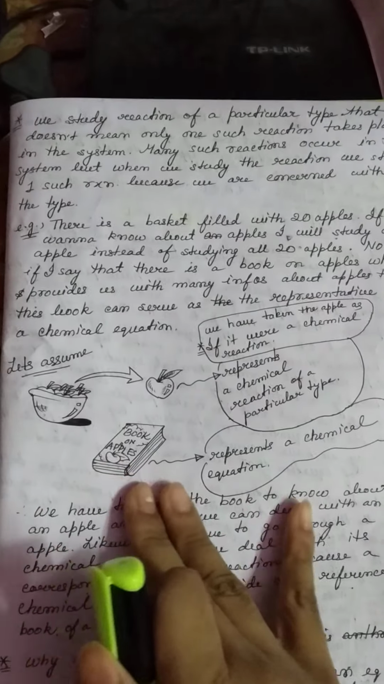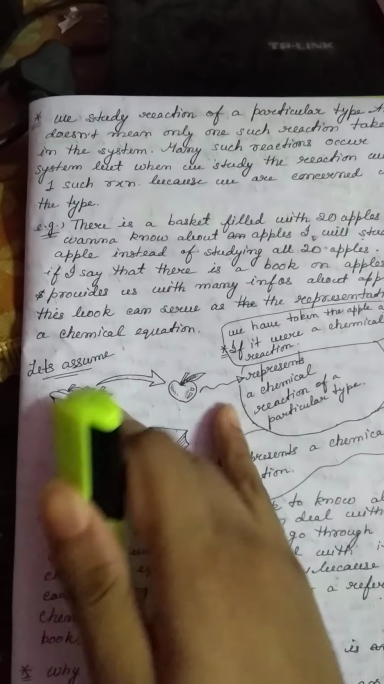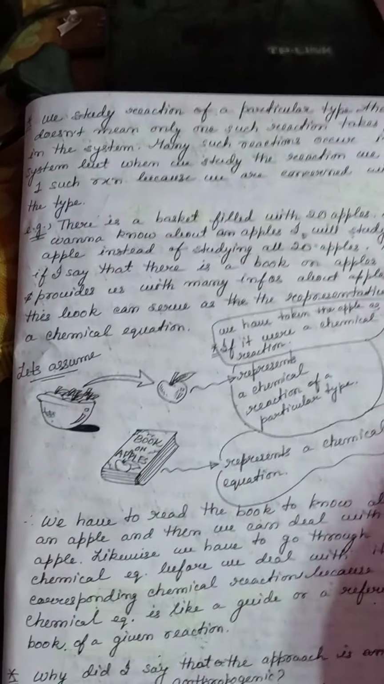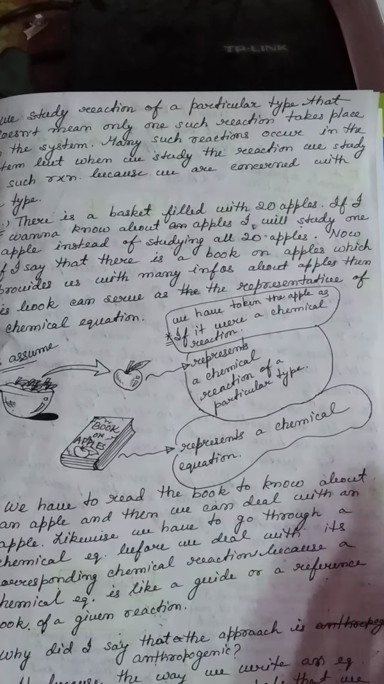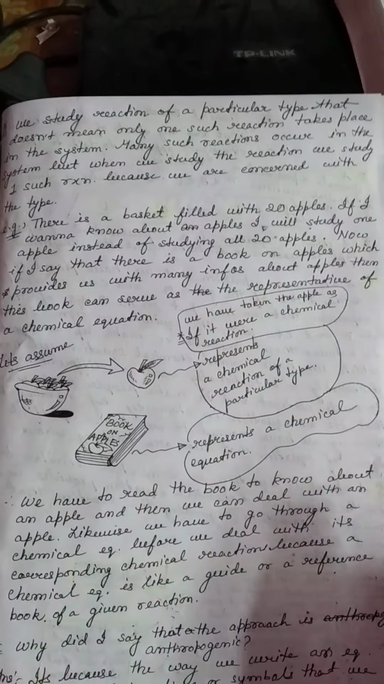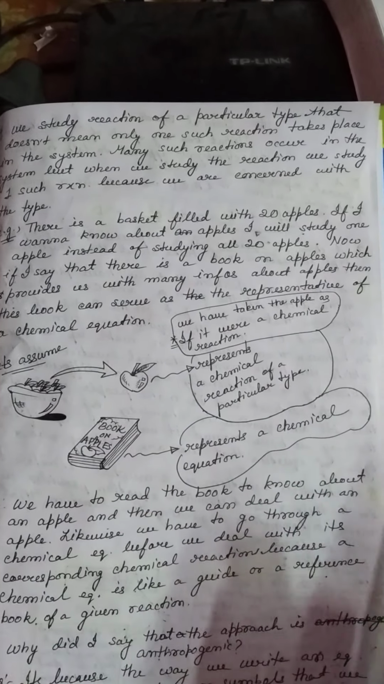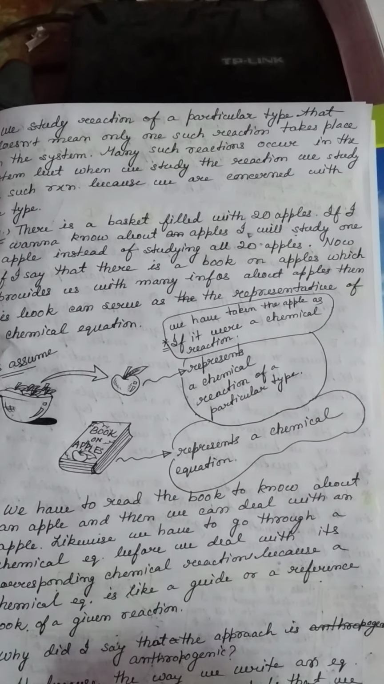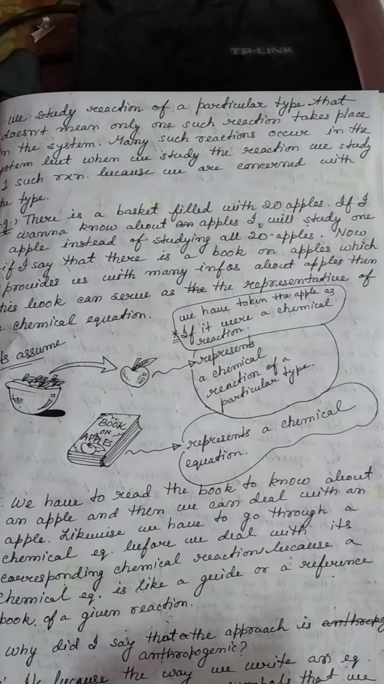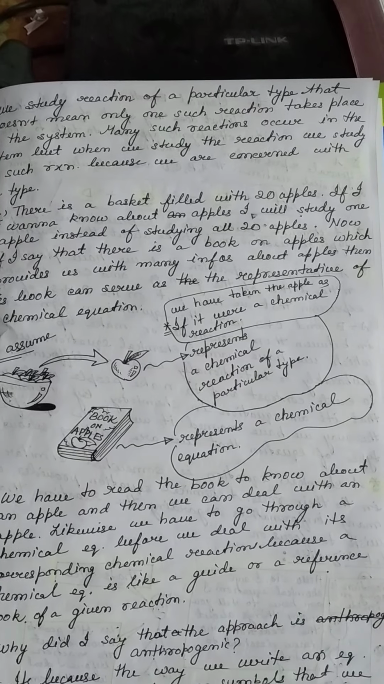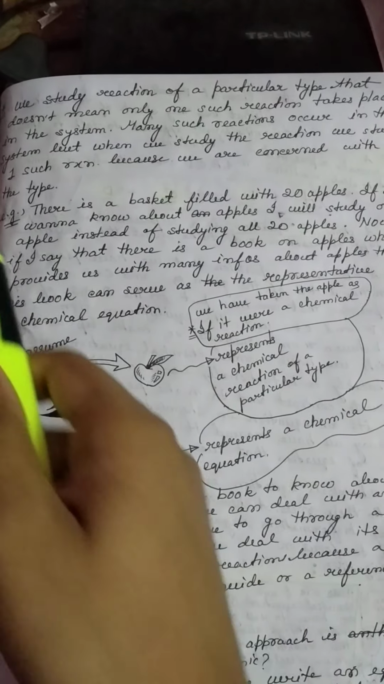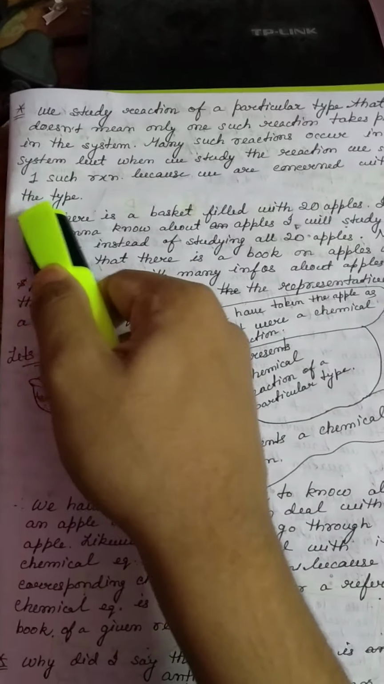Fine. So, let's talk about a visual example here. There is a basket filled with 20 apples. How many apples? 20 apples. If I want to know about apples, I will study one apple instead of studying all 20 apples. Exactly. You know what matters most? What matters most is the type.